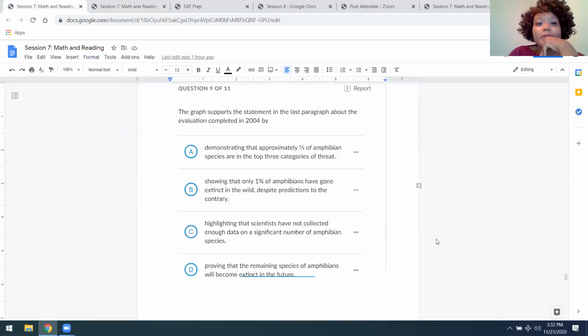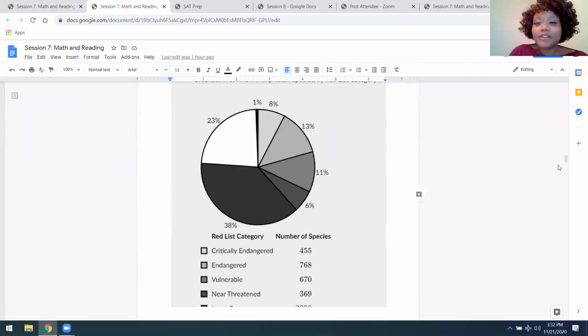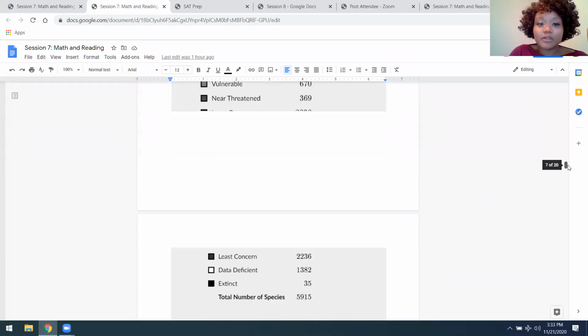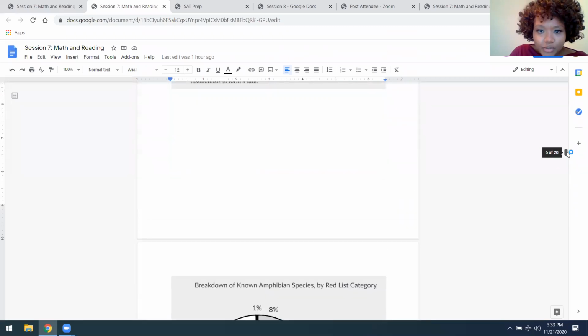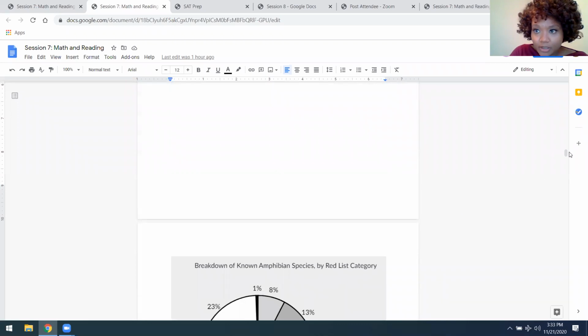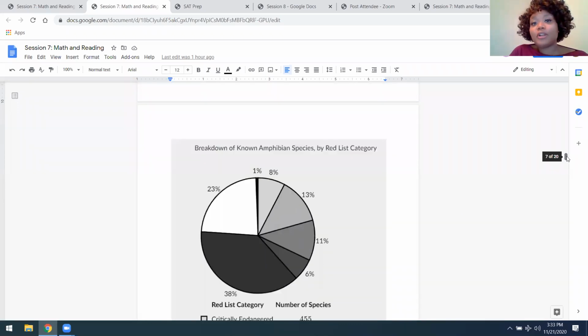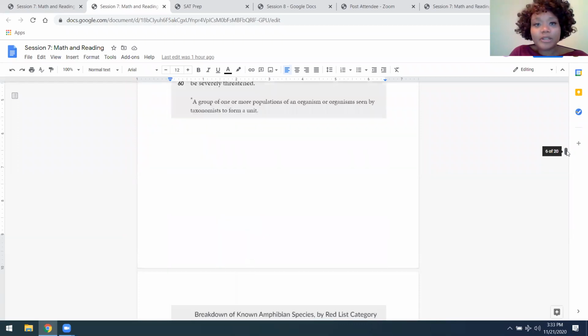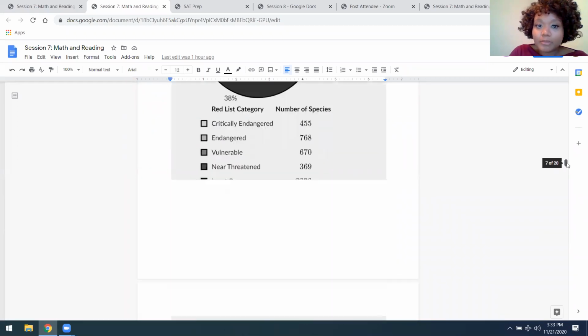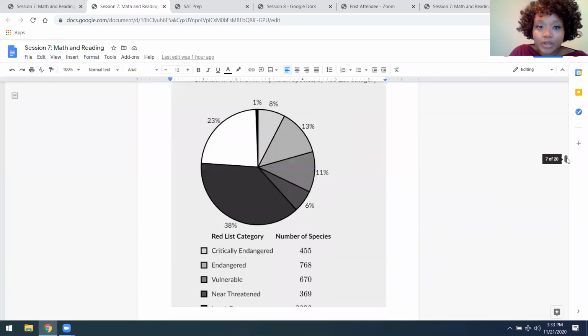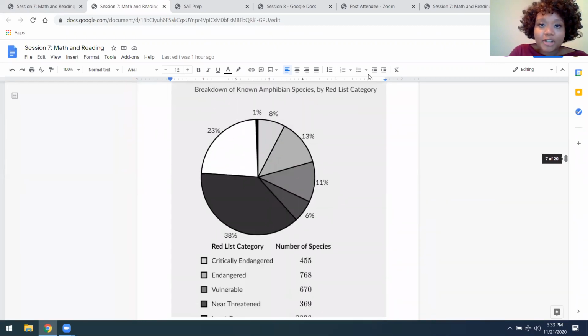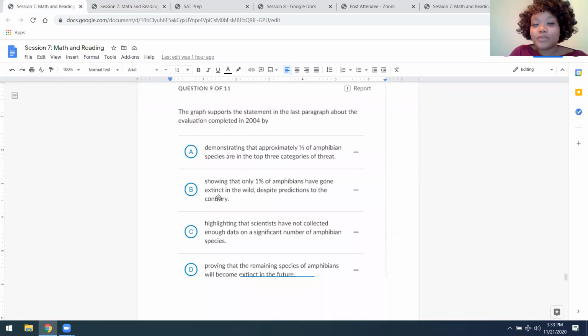So let's go back to this problem. Answer choice B says, showing that only 1% of amphibians have gone extinct in the wild. That part is true. But the next part, despite predictions to the contrary, the graph doesn't say anything about any predictions. It's just showing you the breakdown of known amphibian species by red list category. It doesn't talk anything about predictions or anything like that. This is just what they know. It's not projections or predictions. So because of that, answer choice B is wrong.